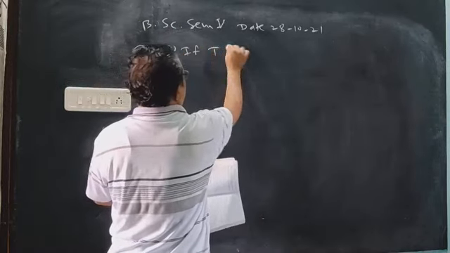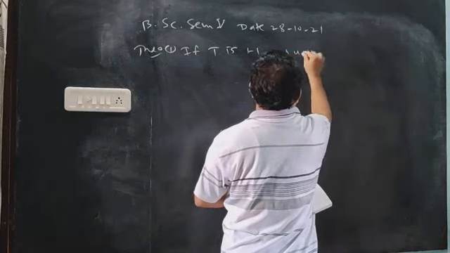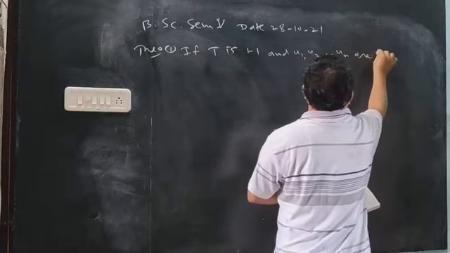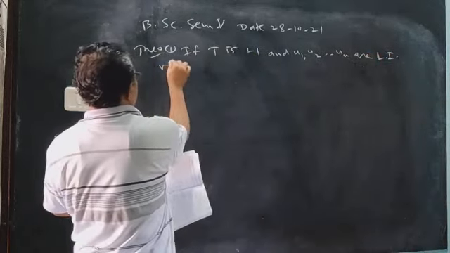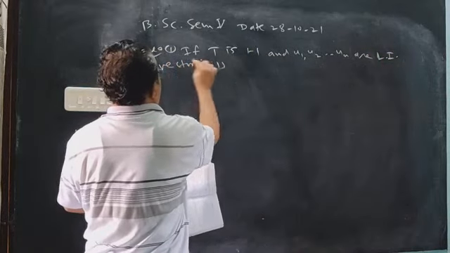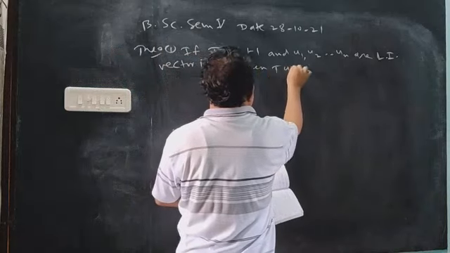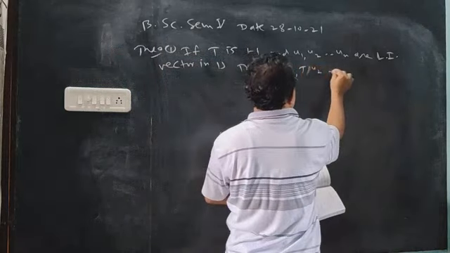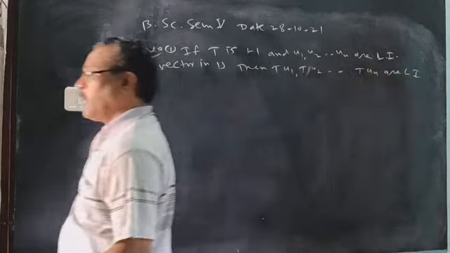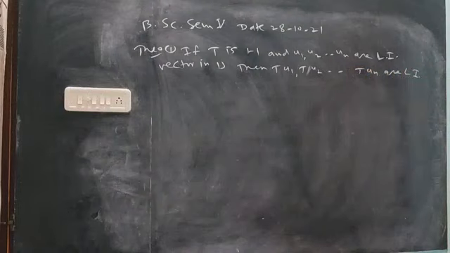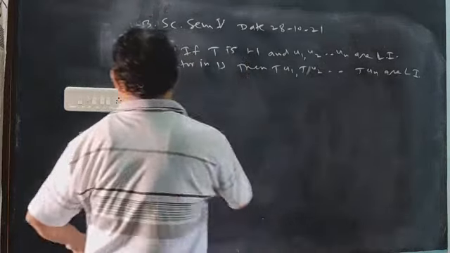If T is 1-1 and u1, u2, up to un are linearly independent vectors, then T of u1, T of u2, up to T of un are also linearly independent. If u1, u2 are LI, then T of u1, T of u2 are also LI. This is about LI, LD and T transformations.